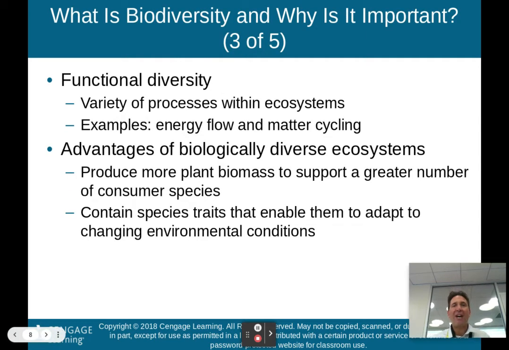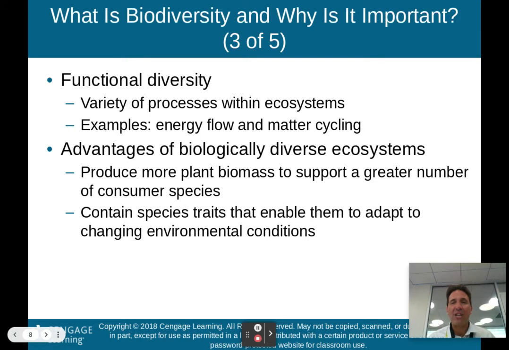So, functional diversity. This is the variety of processes within the ecosystem, okay? So again, more types of diversity we're talking about here are functional diversity. So examples, energy flow and matter cycling, right? We'll talk about how some biomes have a better handle on cycling their matter compared to other biomes. And again, that'll be the functional diversity of different ecosystems. And we'll talk more about that as we go through the next couple of weeks.